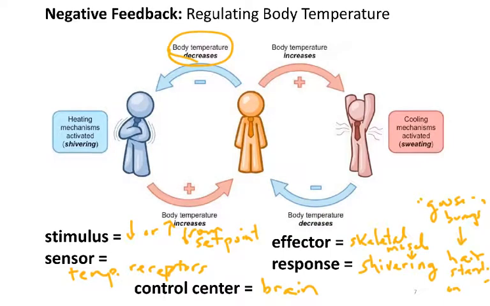Okay. All right, and what that does is trap a layer of warm air next to the body. So there can be, and often is, more than one effector, and a whole suite of responses that lead to a return to homeostasis, to the set point.